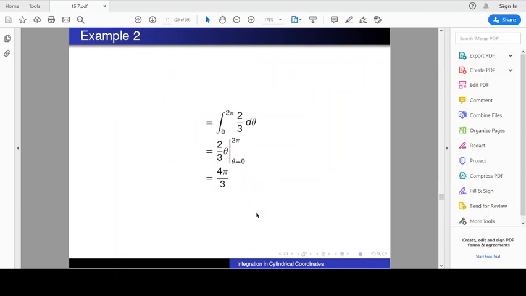Oh, this is easy, right? Then we just have 2/3, which we integrate with respect to theta from 0 to 2 pi. That just gives us 2/3 theta, where we evaluate at theta equals 2 pi and theta equals 0. That leaves us with just 4 pi over 3. So that one was a pretty simple computation once we had the setup worked out.